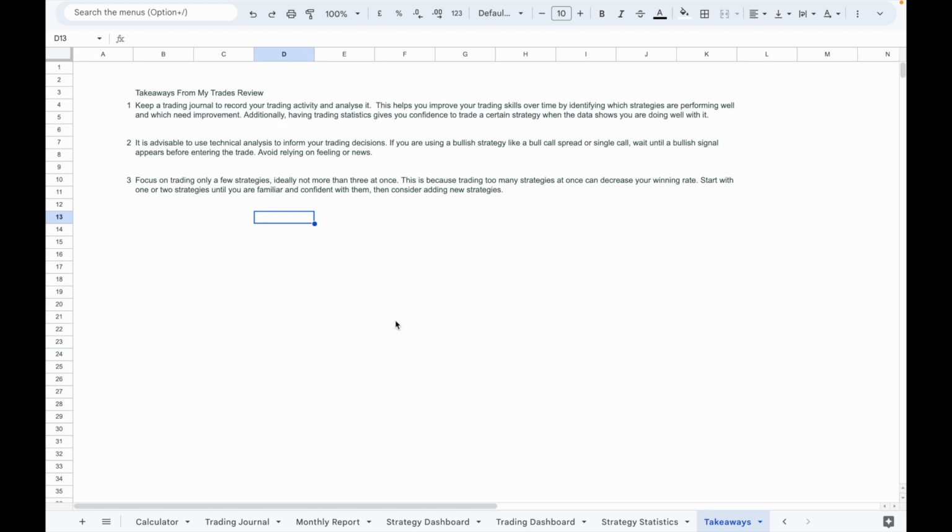Second, it is advisable to use technical analysis to inform your trading decisions. If you are using a bullish strategy like a bull call spread or single call, wait until a bullish signal appears before entering the trade. Avoid relying on feelings or news.